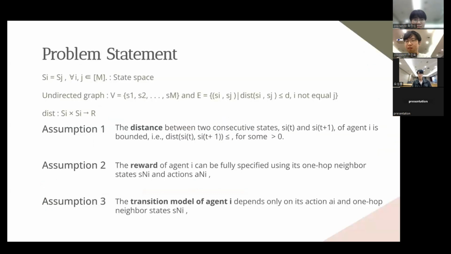This paper imposed additional structure on the MARL problem. Assume that all agents share a common state space, and define the disk proximity graph based on distance and the distance function between states. Also make the following assumptions about the distance, reward, and transition model of agent i.